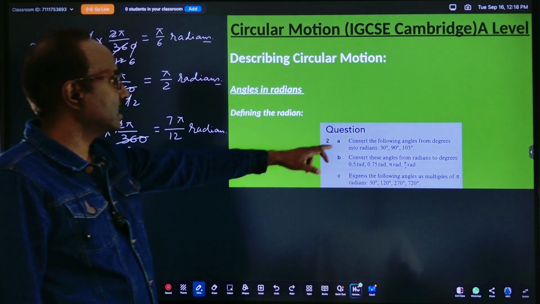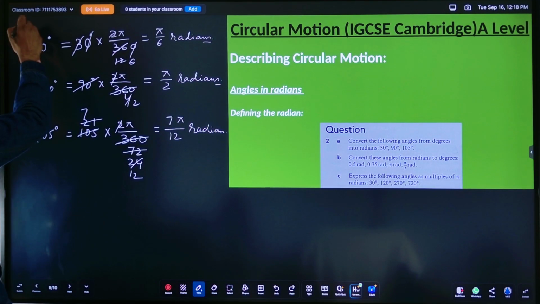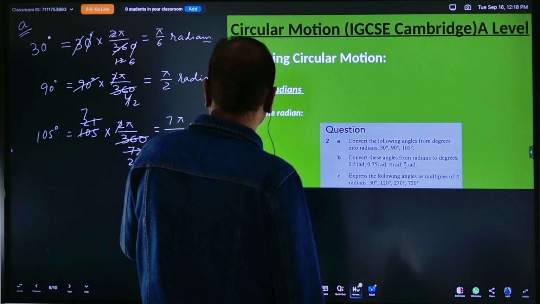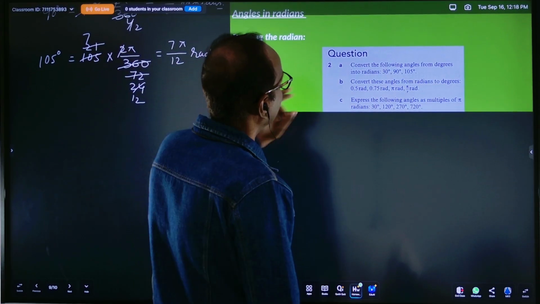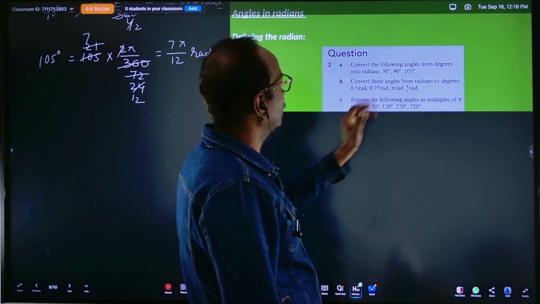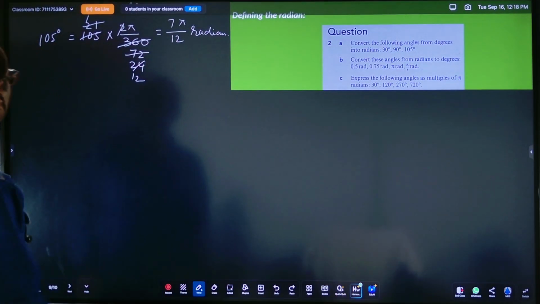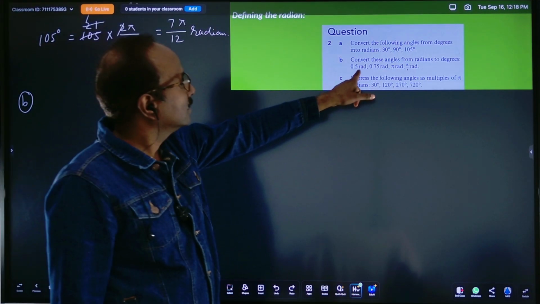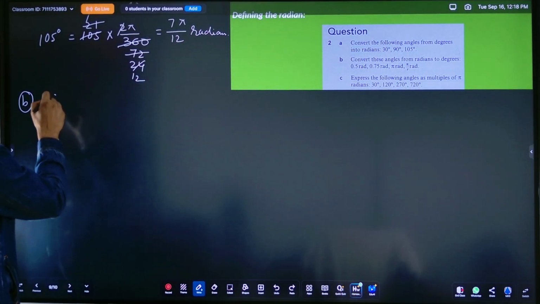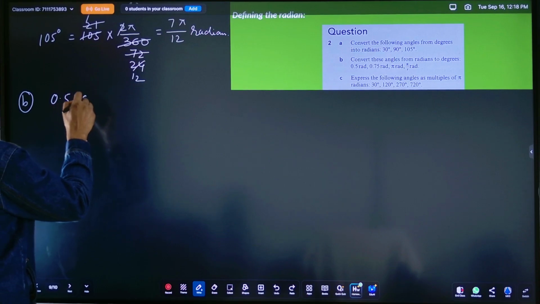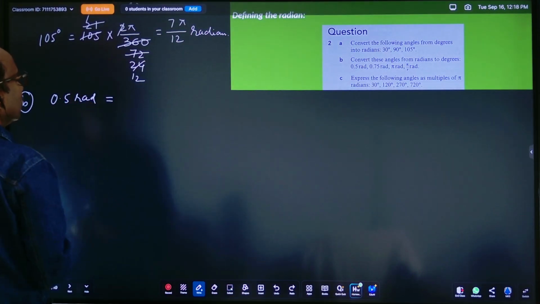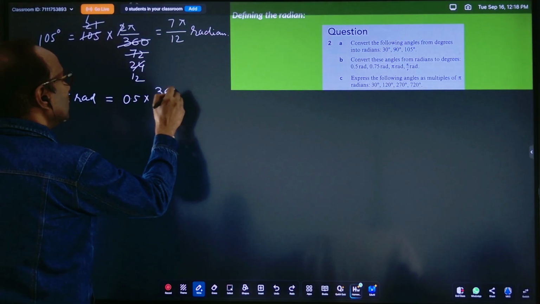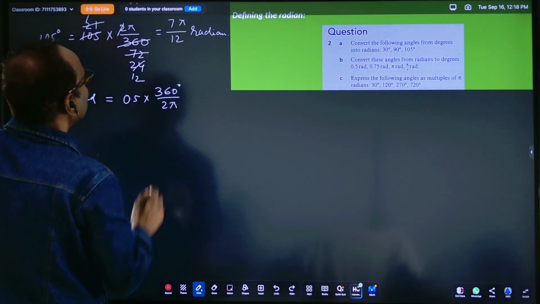So this was the question in part A. Now we should go for part B, where it says convert these angles from radians to degrees. First one is 0.5 radian. This will be equal to multiplying this with 360 degree by 2 pi. Just flip the above.